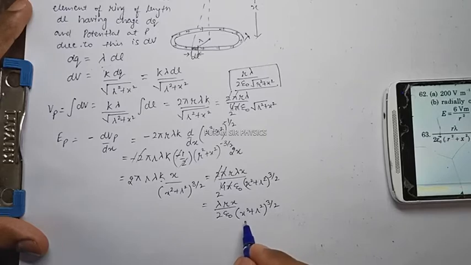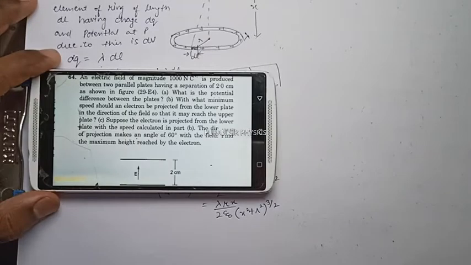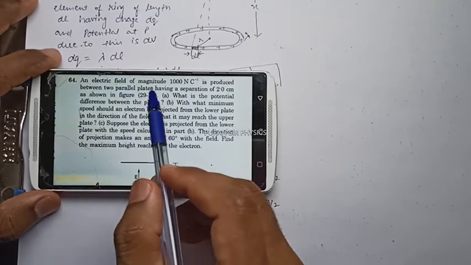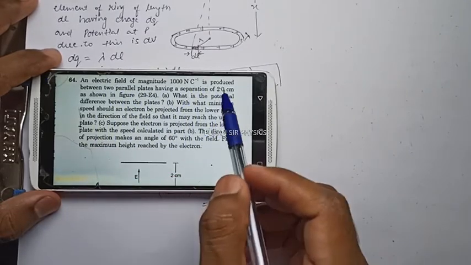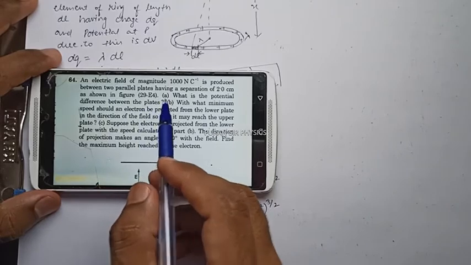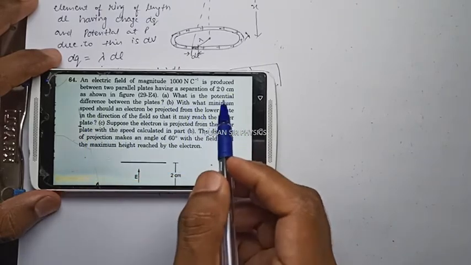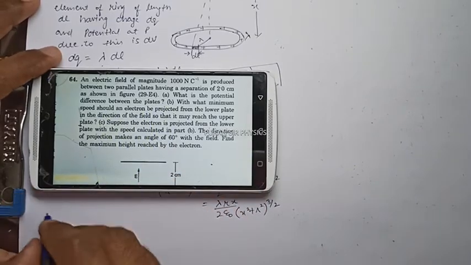Okay, so this is the answer of question number 63. In question number 64, an electric field of magnitude 1000 Newton per Coulomb is produced between two parallel plates having a separation of 2 centimeter. What is the potential difference between the plates?